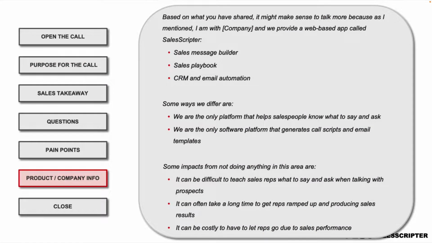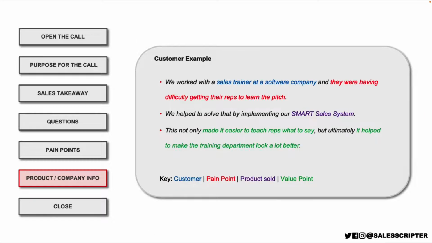We progress to a place where we're starting to share information with Tom about us, what we do. And after we share a few details about our product and our company, we could then transition to right before we go for the close to sharing our customer example. That might look something like, "And real quick, one last thing, we actually worked with a sales trainer at a software company, just like you guys, and they were having difficulty getting their reps to learn the pitch." And you share the rest of the name drop example.